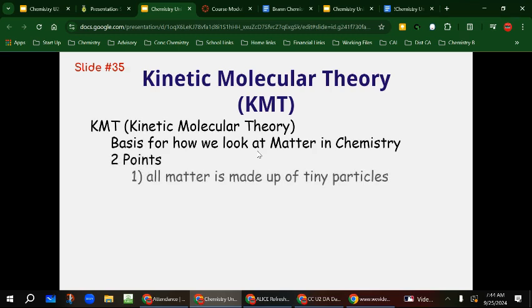2 points. Point number 1, all matter is made up of tiny particles. Your desk in front of you is actually made up of tiny, really small particles. What do we call them? Atoms or molecules.